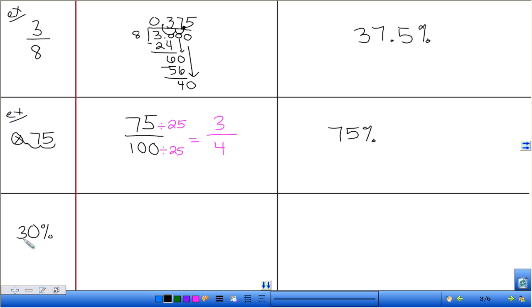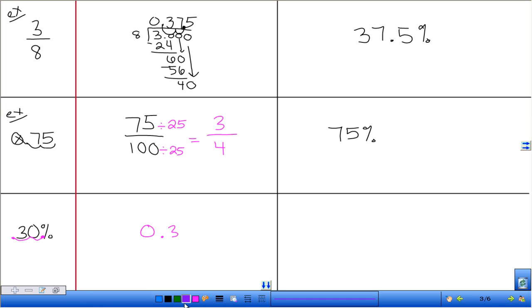And then the last one, we have 30%, so I want to change that to a fraction and to a decimal. Well, we don't have a percent to a fraction right away in your notes, so we need to go through and make it a decimal first. To make it a decimal, we put our decimal point at the end and we move it 2 places to the left. So 1, 2, and our decimal becomes 0.30. Now when we have a decimal, can I get rid of any extra zeros at the end? Yes. So really, my decimal is 0.3.